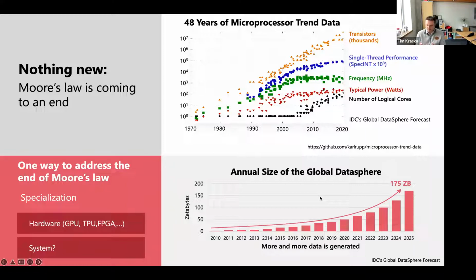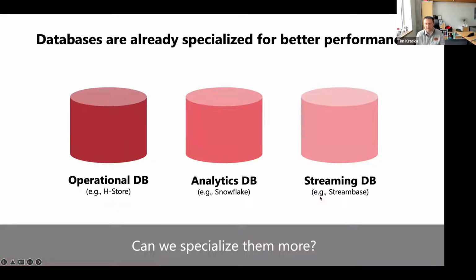The core idea behind specializing a system is also not something new, and it has been done for a long time in the past by having, for example, in the case of databases, specialized systems for different types of workloads. For example, we normally talk about operational database systems like H-Store or Oracle.